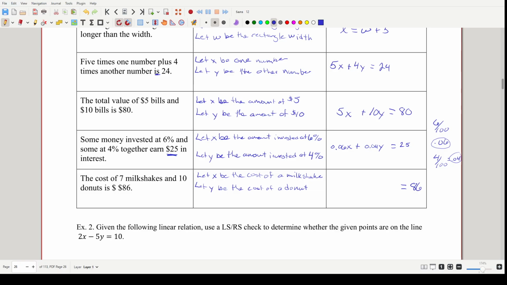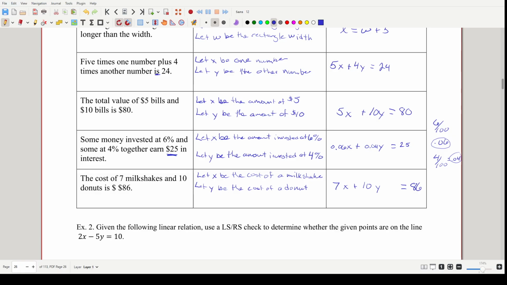7 milkshakes. Okay, so that's 7 times something. 7 times the cost of a milkshake. So if I bought 7 milkshakes and they were each $1, it cost me $7. So this is 7x. And now I've got to add on to that the number of donuts I bought. Well, I bought 10 of them. How much did each one cost? Each one cost y. So 7x plus 10y is going to be a total of $86.